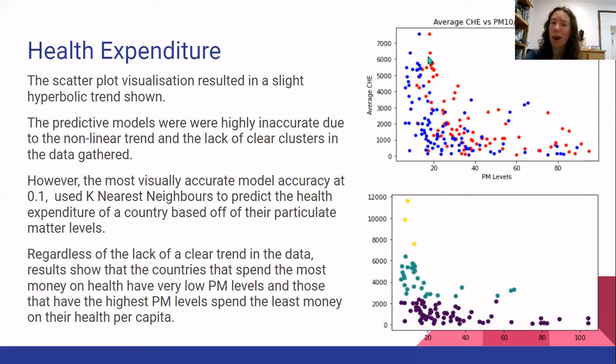The predictive models were highly inaccurate due to the non-linear trend and the lack of clear clusters in the data gathered. However, the most visually accurate model, even though the accuracy of the model itself was 0.1, used k-nearest neighbors to predict the health expenditure of a country based off of their particulate matter levels. Regardless of the lack of clear trend in the data shown, the results show that the countries that are spending the most money on health have very low PM levels, and the countries that have the highest PM levels spend the least money on their health per capita.